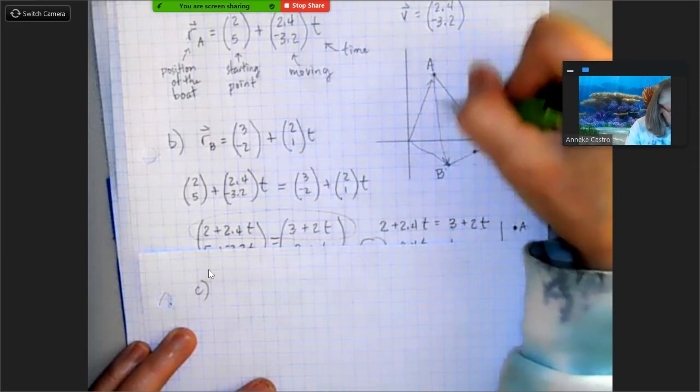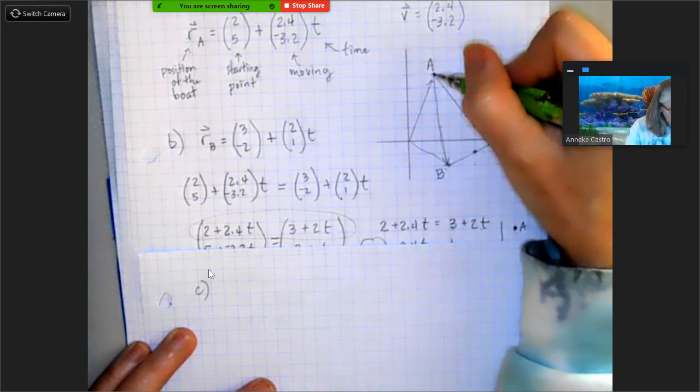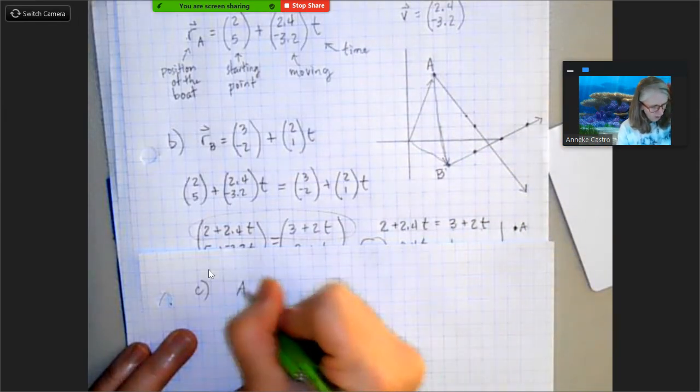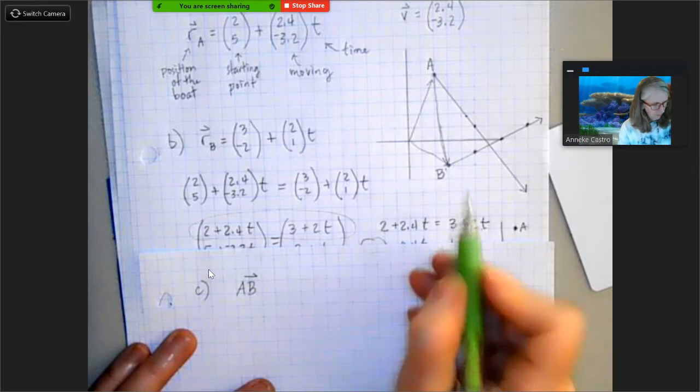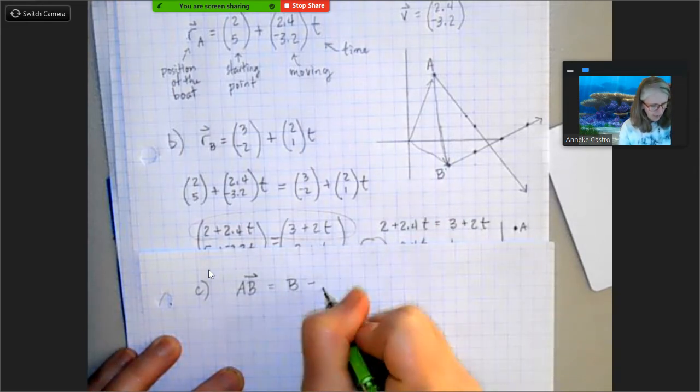I want to know the distance here. I want to know the magnitude of that vector. I need to find my vector AB, okay? So I want to know what is my vector AB. So remember how we do that. We do B minus A.